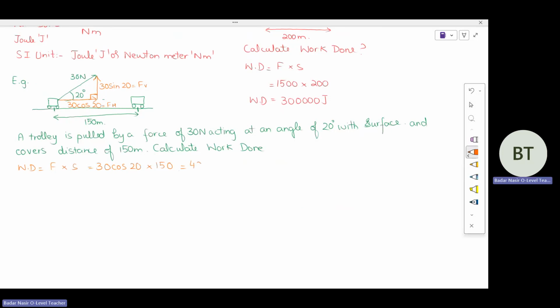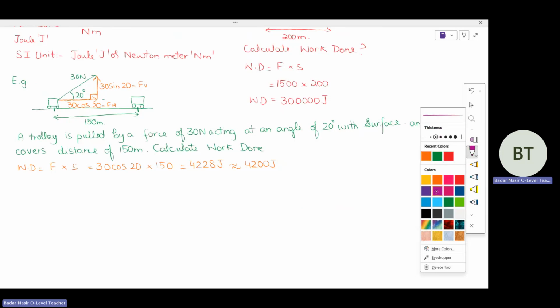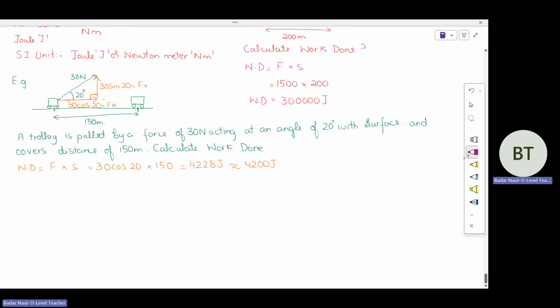Okay, so 4,228 joule. And we have to give the final answer to two significant figures. So we will write it as 4,200 joule. I hope this is clear to everyone. Okay? अच्छा. So now, ये तो हो गया work done. अब हम work done के बाद, okay, so we'll start with the energy now.